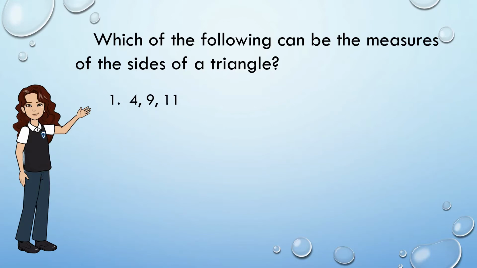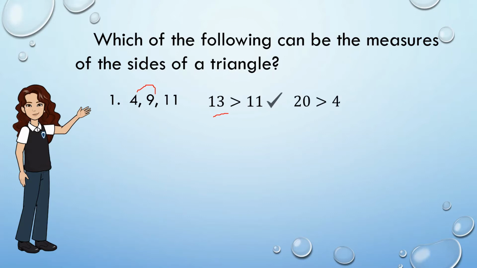Always remember that the sum of the measures of two sides of a triangle is greater than the measure of the third side. For example, you have three measures: 4, 9, and 11. We need to get the sum of the measures of two sides. For example, 4 plus 9 is 13, which is greater than 11. So, that is correct.